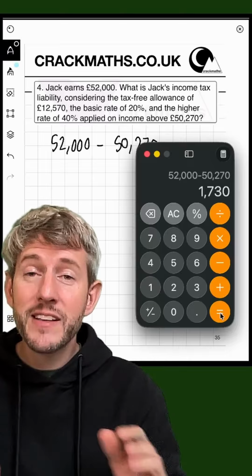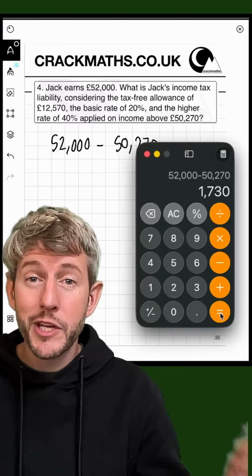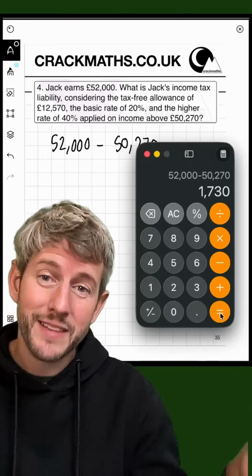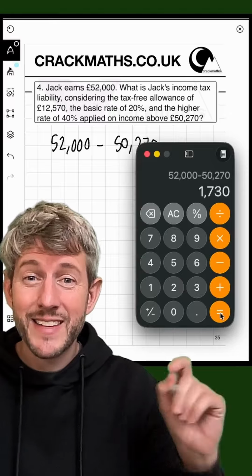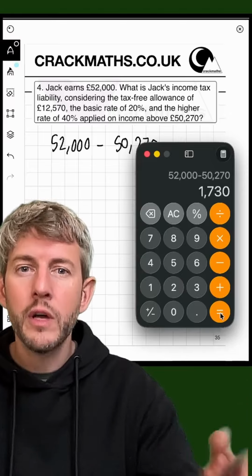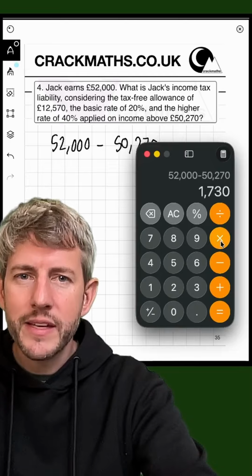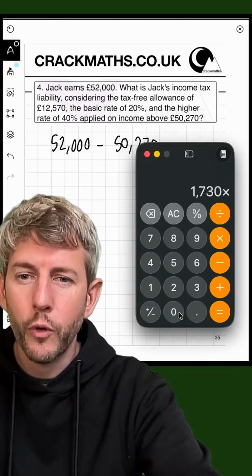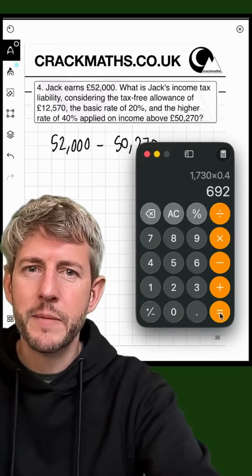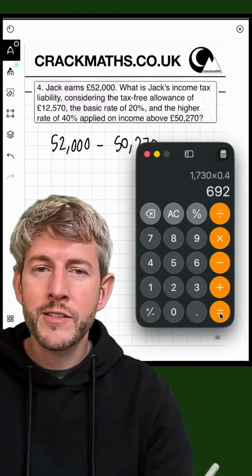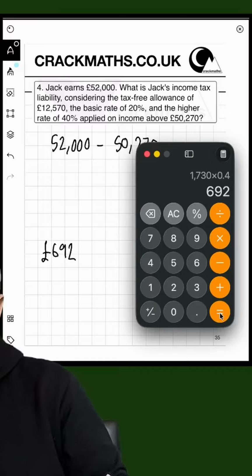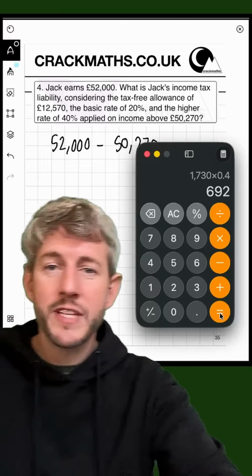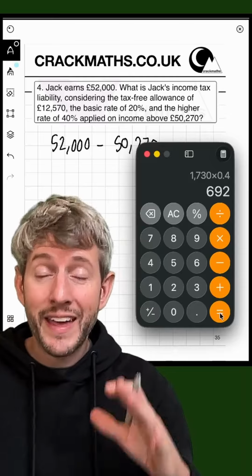£1,730. Okay, so to find 40% of that, I'm going to use my decimal equivalent percentage multiplier method. 40% as a decimal is 0.4. So I know if I multiply this by 0.4, I will get 40% of this amount. So 692. I'm just going to write that down here, and we're going to do our final calculation at the end.